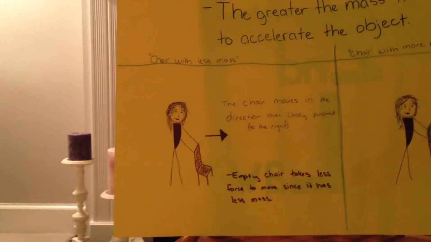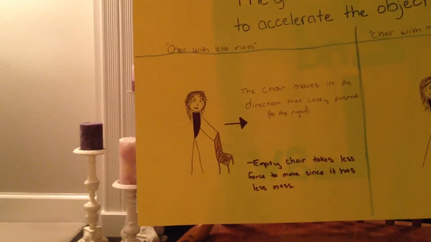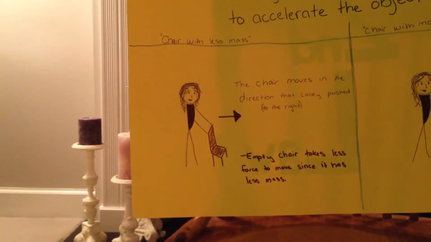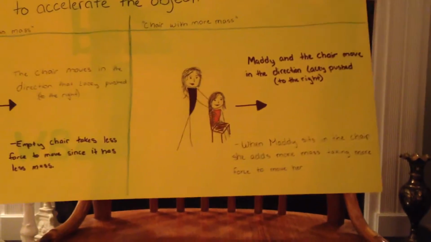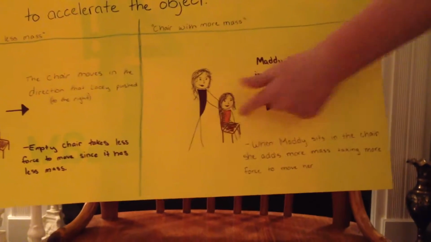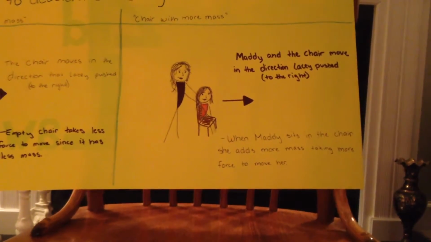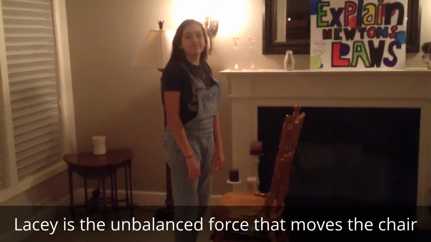Here we have the chair with less mass. The chair moves in the direction that Lacey pushes, towards the right. The empty chair takes less force to move since it has less mass. Here we have the chair with more mass. Maddie and the chair move in the direction Lacey pushes, towards the right. When Maddie sits in the chair, she adds more mass, taking more force to move her.